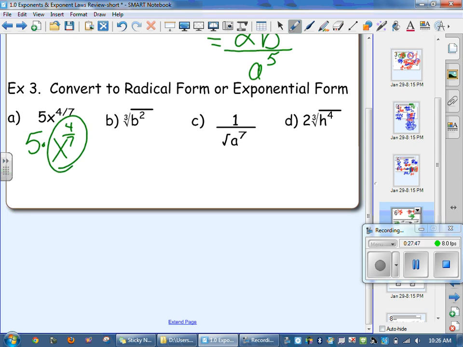So now this is going to become 5 times the 7th root of x exponent 4. The 5 is outside in front of the root sign. The 7 on the bottom of the fraction becomes the index on the inside of the check mark part, and the 4 stays on top of the x as an exponent.